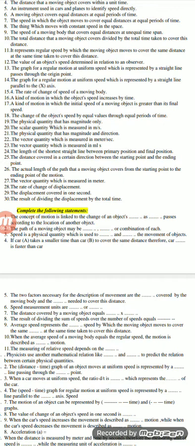Number 20. The scalar physical quantity which is measured in meter per second. Scalar physical quantity which is measured by meter per second, the speed. 21. The physical quantity that has magnitude and direction. The physical quantities which are defined by magnitude and direction, vector physical quantity.